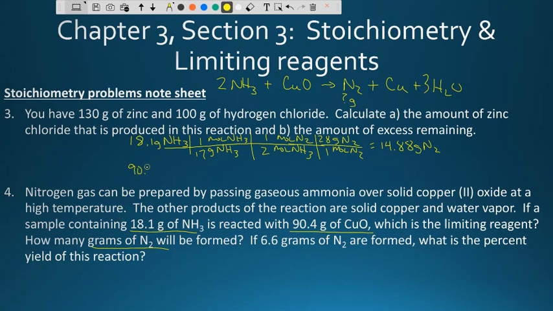I have 90.4 grams of copper oxide. I can't just look at it and know automatically. So let's solve for the math. Let's do this and let the numbers tell us which one we run out of. So I'm going to go from moles of copper oxide to moles of nitrogen again. And then I can go moles of nitrogen into grams of nitrogen. Once again, 1 mole is 28 grams.